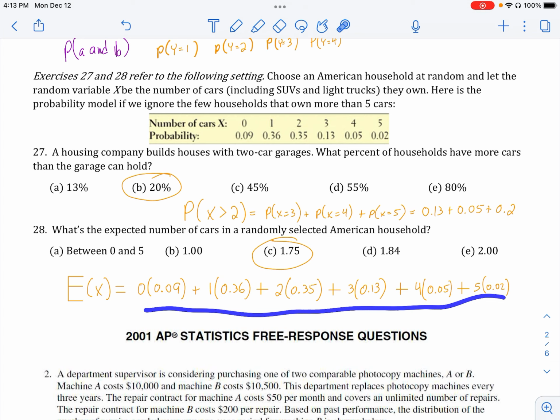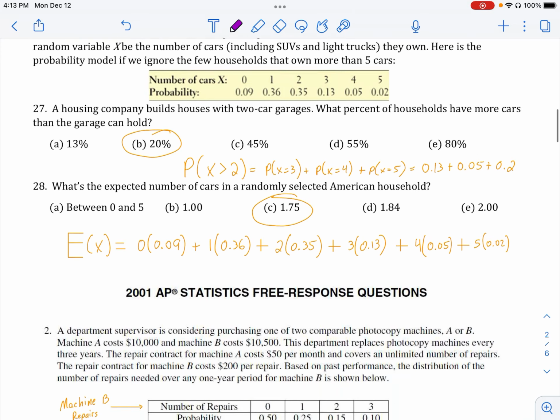And just take your time on the calculator. Very easy to type in something wrong, and then maybe you would get D if you're not careful. But it comes out to be C when you put all that in. You can also think of this as the average. The expected value is the average.